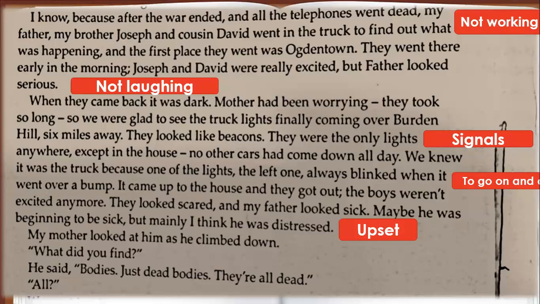My mother looked at him as he climbed down. What did you find? This was the first question her mother asked her father, about what he found in Ogden Town. He said, Buddies. Just dead buddies. They are all dead. So the information her father told them was that all the people in Ogden Town were dead.